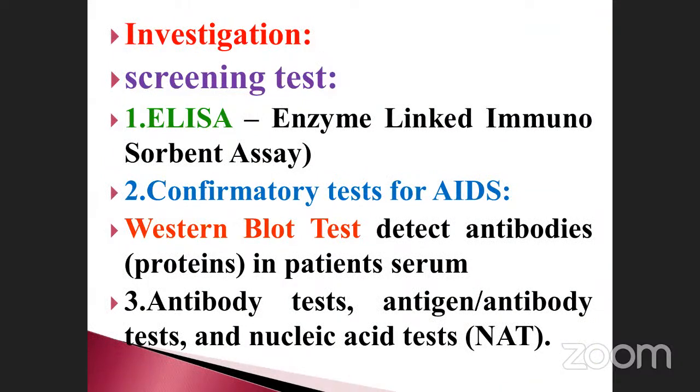Investigation first. There are so many types that have been reported, but you must note that there are two types that are very, very important. One is called a screening test. Screening test means what is that? Whether the person is suffering from AIDS or not. ELISA, enzyme linked immunosorbent assay. Already I asked the question, what is immunosorbent? So enzyme linked immunosorbent assay is simply denoted as ELISA, and this is the screening test for HIV.